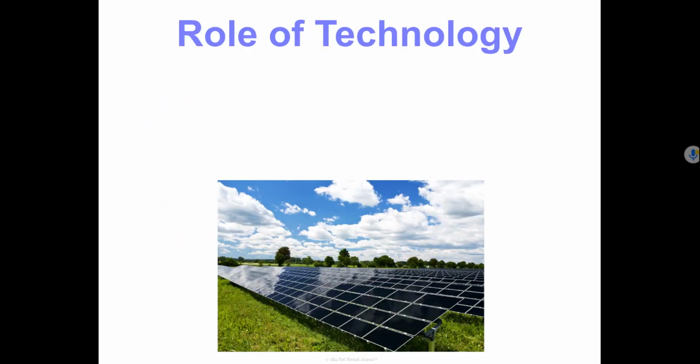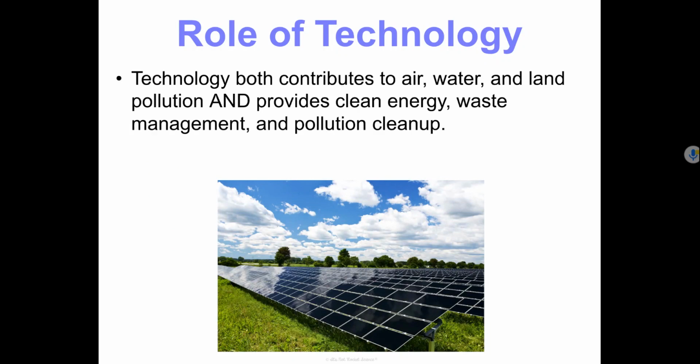Now let's talk about the role of technology in human impact on the environment. Technology both contributes to air, water, and land pollution, and it provides clean energy, waste management, and pollution cleanup. In other words, it can have both a negative and a positive impact depending on how it's used.